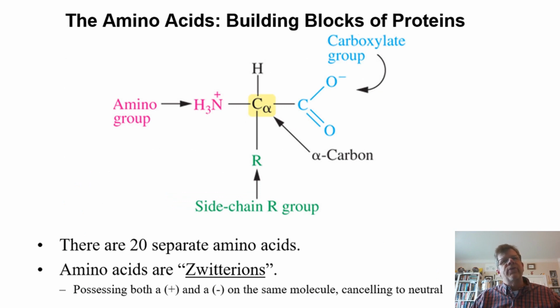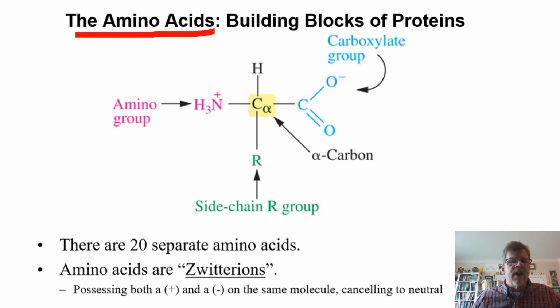A big part of the biochemistry outlook here, or how it's being presented, is looking at the underlying structure of biochemical structures. We found that starches and disaccharides were based on the monosaccharide. Most lipid structures are based on the fatty acid type structure. Well, in proteins, we're going to be looking at the basic building block of proteins. These are called amino acids.